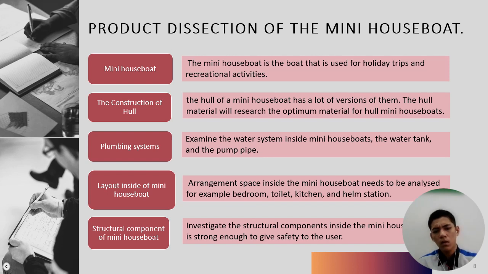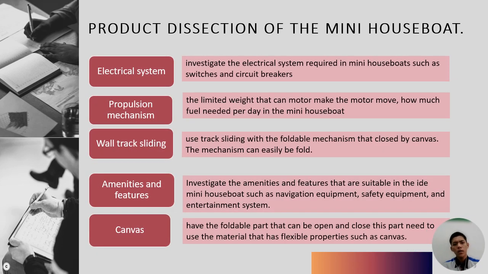Layout inside of the mini houseboat. Arrangement of space inside the mini houseboat needs to be analyzed, for example, bedroom, toilet, kitchen, and helm station. Structural component in the mini houseboat: investigate whether the structural components inside the mini houseboat are strong enough to give safety to the user. Then electrical system: investigate the electrical system required in the mini houseboat, such as switches and circuit breaker. And then propulsion mechanism: the limited weight that can make the motor move, and how much fuel is needed per day in the mini houseboat.